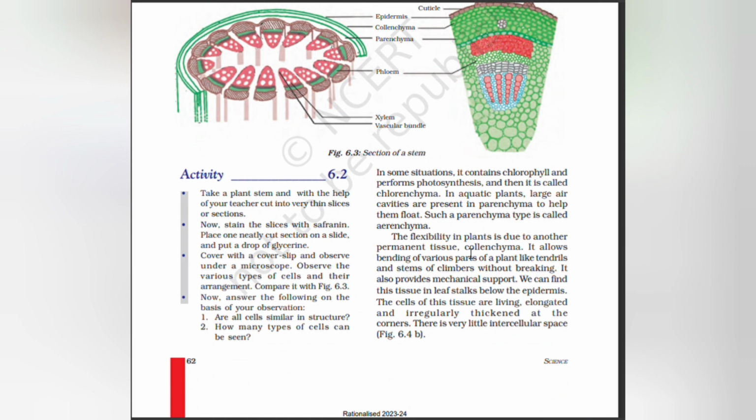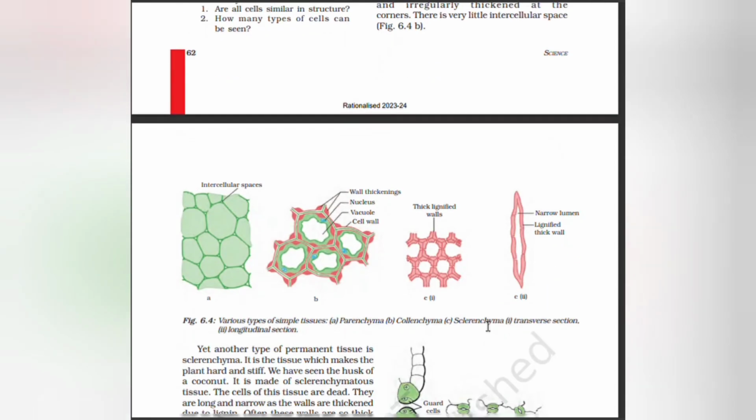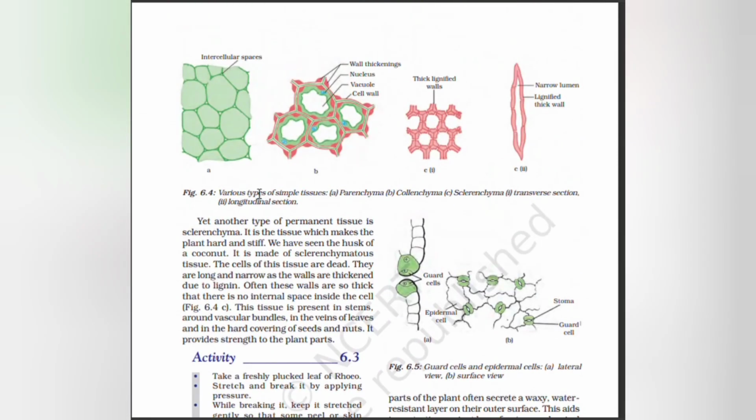The flexibility in plants is due to another permanent tissue, collenchyma. It allows bending of various parts of a plant, like tendrils and stems of climbers, without breaking. It also provides mechanical support. We can find this tissue in leaf stalks below the epidermis. Cells of this tissue are living, elongated, and irregularly thickened at the corners. There is very little intercellular space.